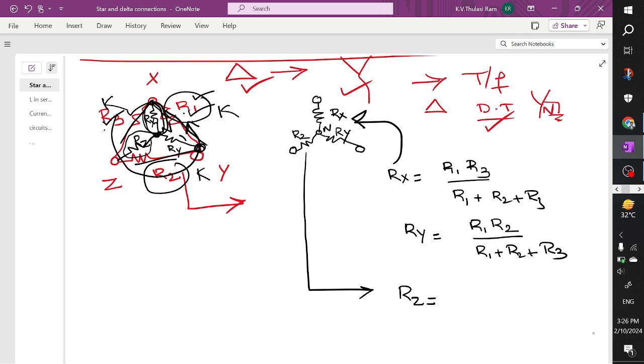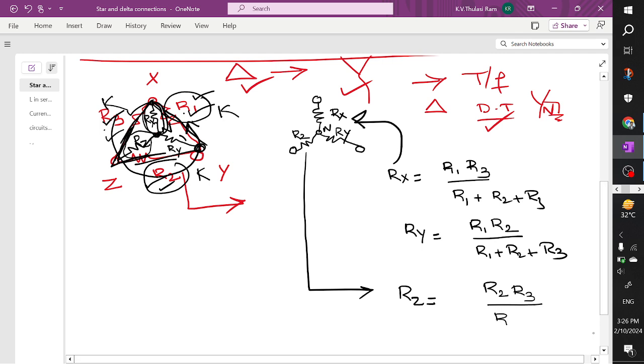It is connected between the red terminals, which is nothing but R2. You see here, this is connected between these two red terminals, which are in red color. So this is R2, this is R3. So I'm going to write it down as the product of R2 into R3 divided by the sum of the resistors R1 plus R2 plus R3. This is how to find the values of Rx, Ry, Rz.